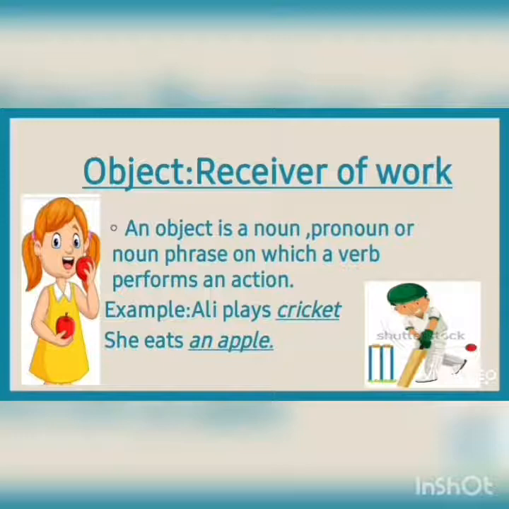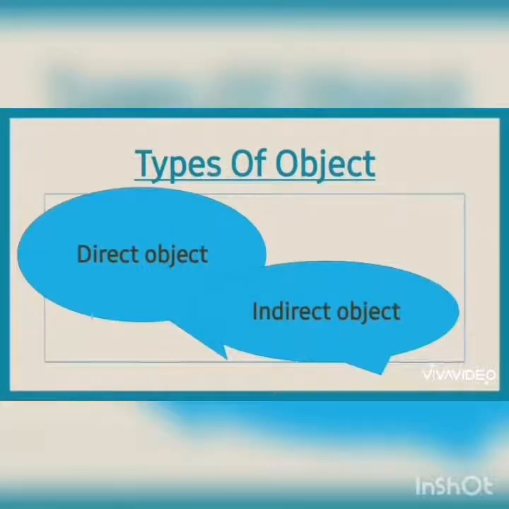In the second sentence, she eats an apple. She eats what? She eats an apple. It also answers the question of what. By asking these questions, what or whom, you can easily identify an object. There are 2 types of objects. First one is direct object. Second one is indirect object.